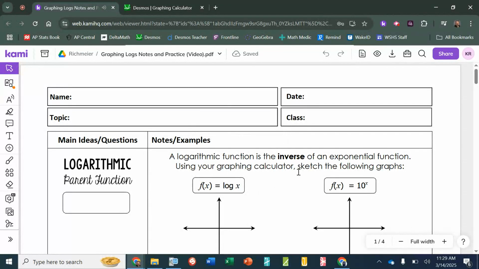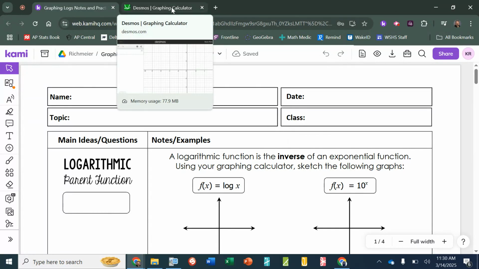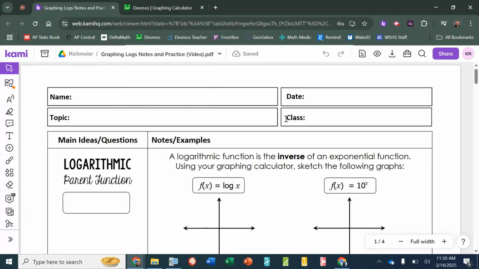All right, this is the lesson on graphing logarithmic functions. We're going to be using Desmos to graph them and to see the information that's required, some of our key features. So make sure you have this handout from the substitute and you have a window open with Desmos in it.